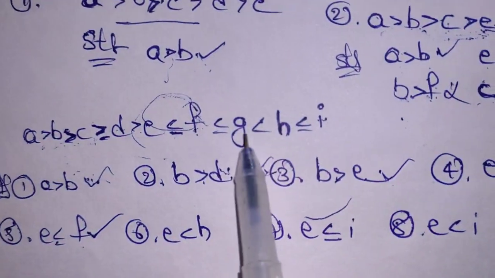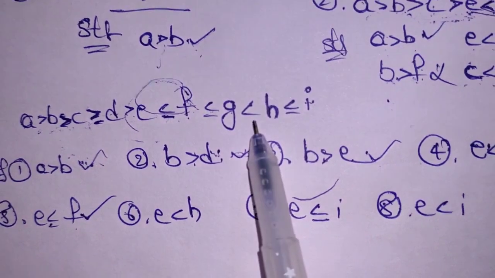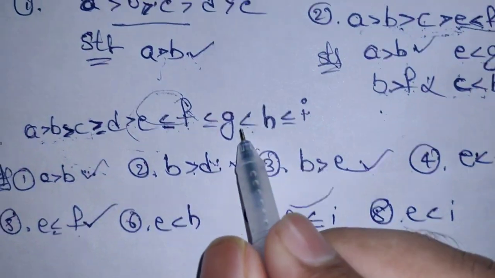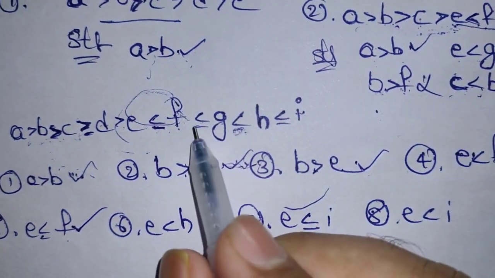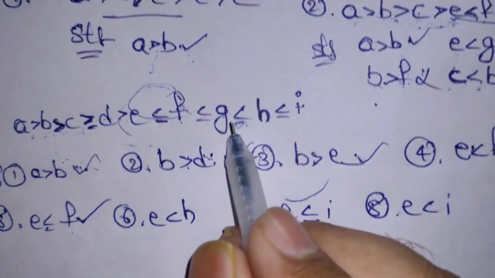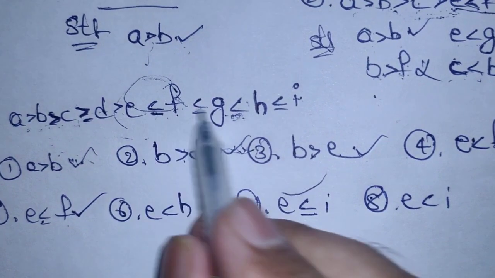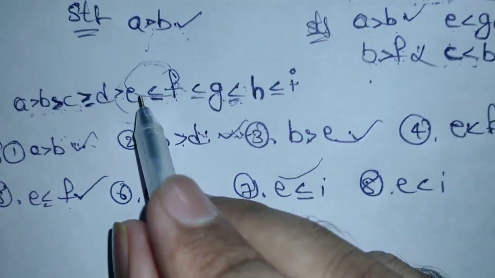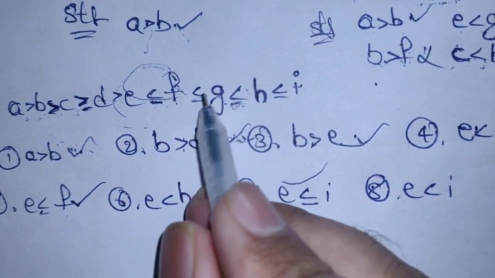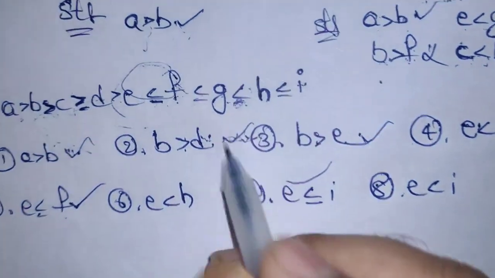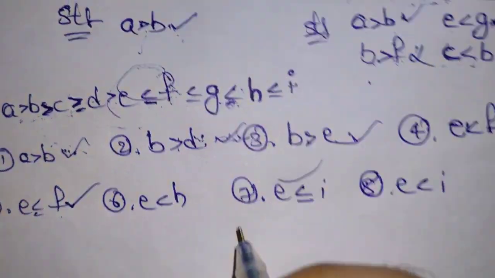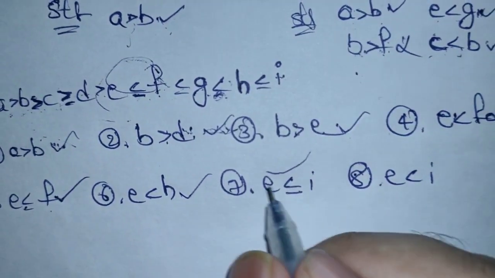We have E less than or equal to, less than or equal to, and the symbol gets broken in the middle. Less than is continuous, but less than or equal to is not continuous. We have to take the continuous symbol that is persisting in the question. You can see less than is continuously persisting in this question, so E less than H is a correct answer. Next, E less than or equal to I.